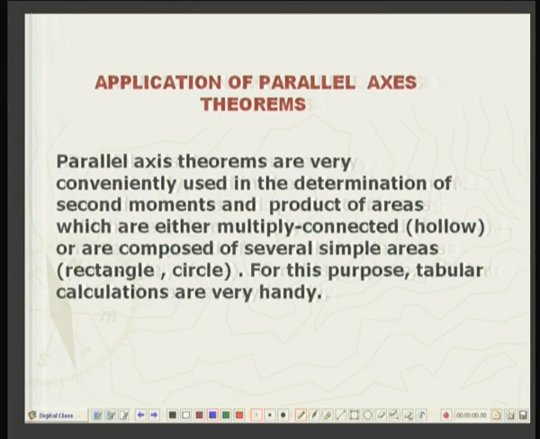Okay. So, with the help of these two theorems or these two formulas, we can go back and forth between the two sets of coordinate second moments and product of areas, provided one set of coordinate axes passes through the centroid. That is very essential. You can't take just any two arbitrary parallel axes. One of them must go through the centroid. Let us see how we can apply this theorem of parallel axis. This can be very useful.